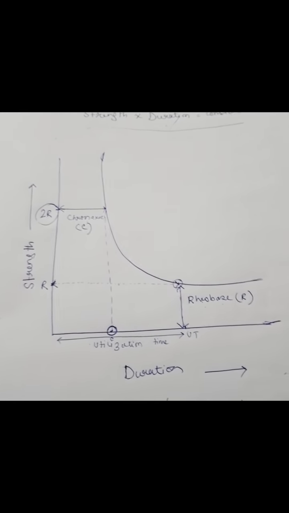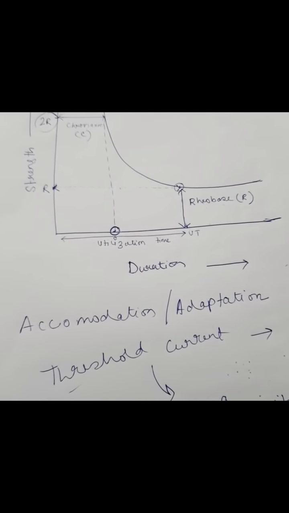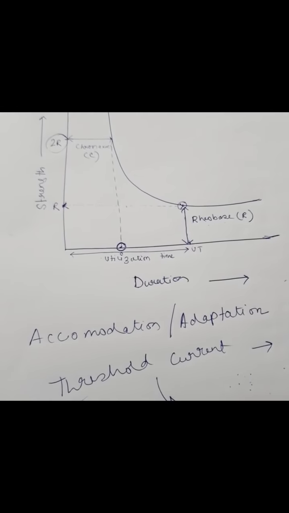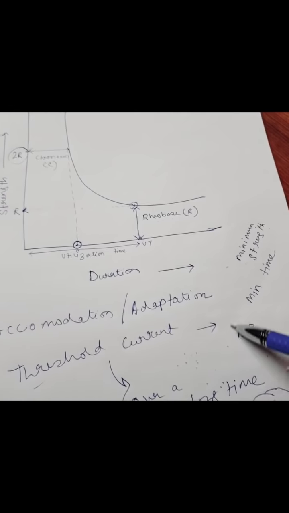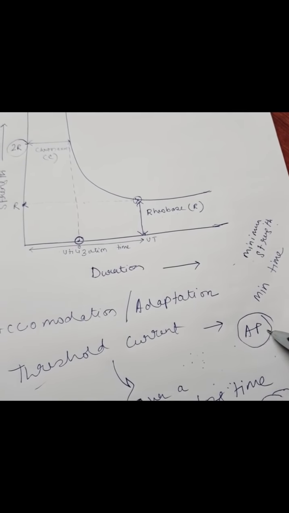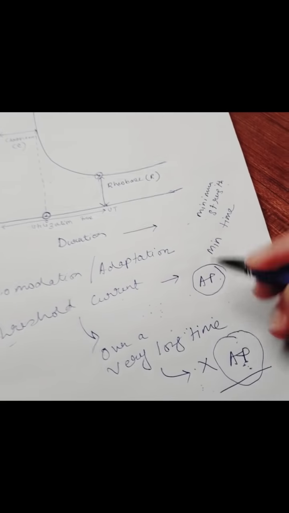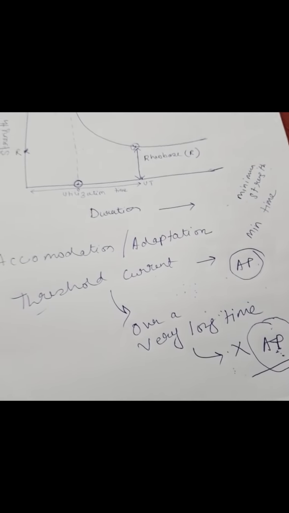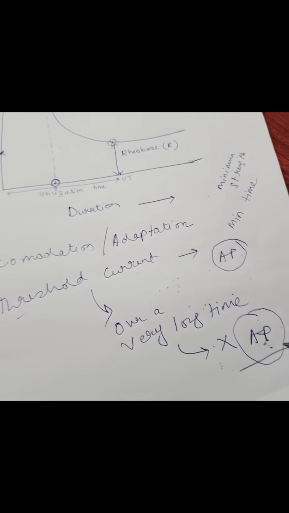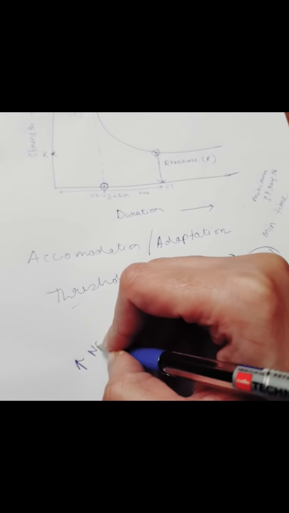Now finally we'll talk a little bit about accommodation. What happens if an appropriate strength current is applied? That is, if a threshold current is applied, we normally get an action potential. But if this threshold current is applied over a very long time, we do not get an AP. We do not get an action potential. Why does this happen? Because normally action potential develops due to explosive entry of sodium.